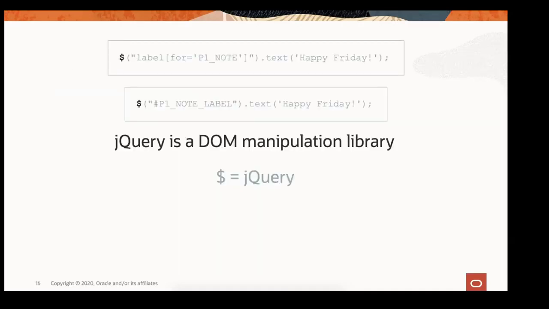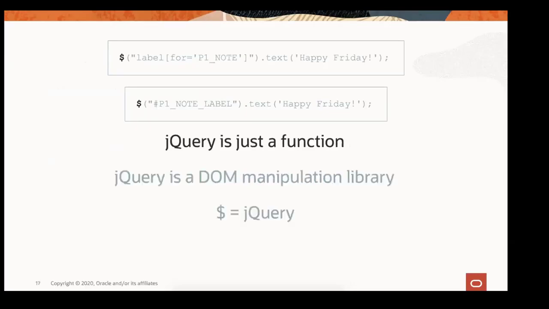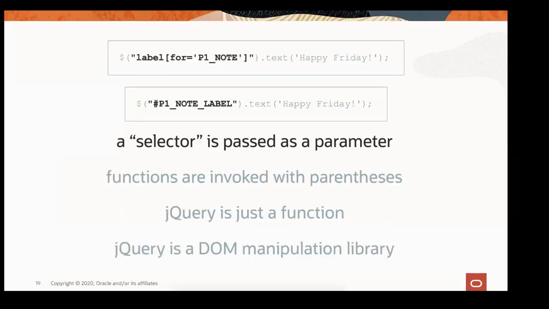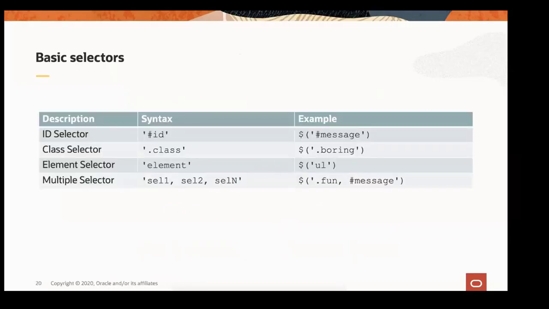So that's what jQuery is, just a DOM manipulation library. And it's also a function. So when you add jQuery to your web page, you're adding a function. And just like we do in PL/SQL, the way that we invoke a function in JavaScript is using parentheses. So that's what we see here. We're invoking the jQuery function, and we're passing it a string. And this string is something special. It's what's known as a selector in jQuery. And we have two different selectors in this case, but we have to know at least the basics of selectors to start using jQuery. So I have those listed here.